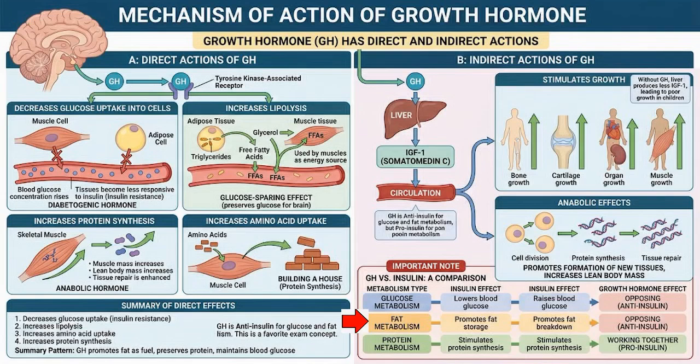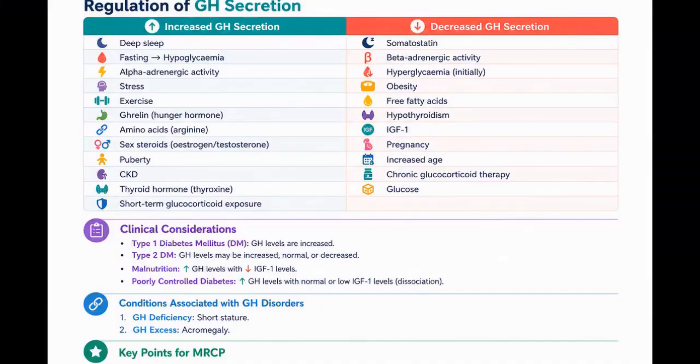Again, GH opposes insulin. On protein metabolism: insulin stimulates protein synthesis. Growth hormone also stimulates protein synthesis. Here, GH and insulin work together. So GH is anti-insulin for glucose and fat metabolism, pro-insulin for protein metabolism. This is a favorite exam concept. Regulation of GH secretion. Now let's discuss what increases and decreases GH secretion. Remember that GH secretion is highly regulated because excessive GH or deficient GH both cause disease.